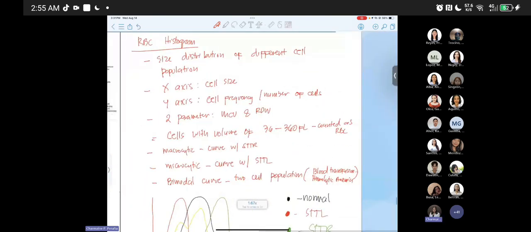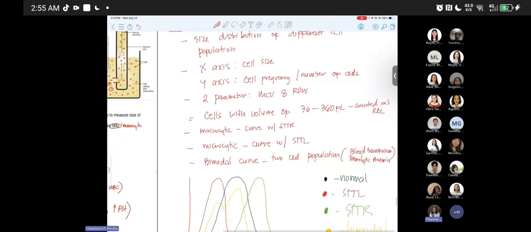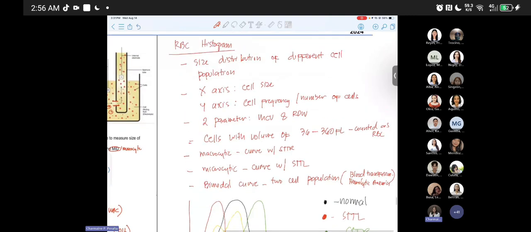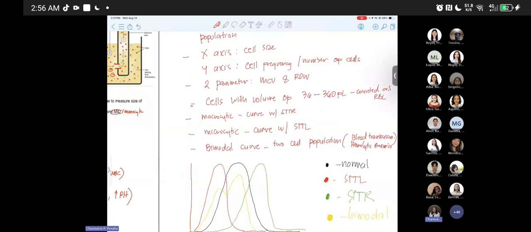So ito si RBC histogram. Si RBC histogram, so again, sa internship niyo, tignan niyo yung machine niyo, magre-release siya ng RBC histogram. Applicable to sa anemia. So sa RBC histogram, pinapakita niya yung size distribution of different cell population, different RBC population. Kaya nga RBC histogram. Yung nakikita sa x-axis is cell size, yung nakikita sa y-axis is cell frequency. Two parameters involved, MCV and RDW.